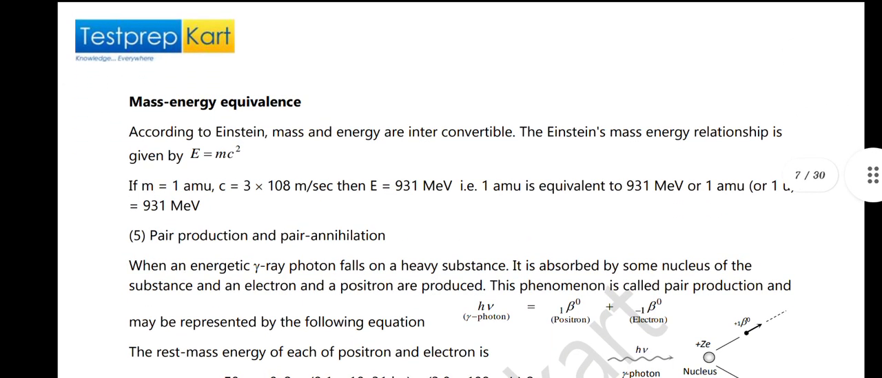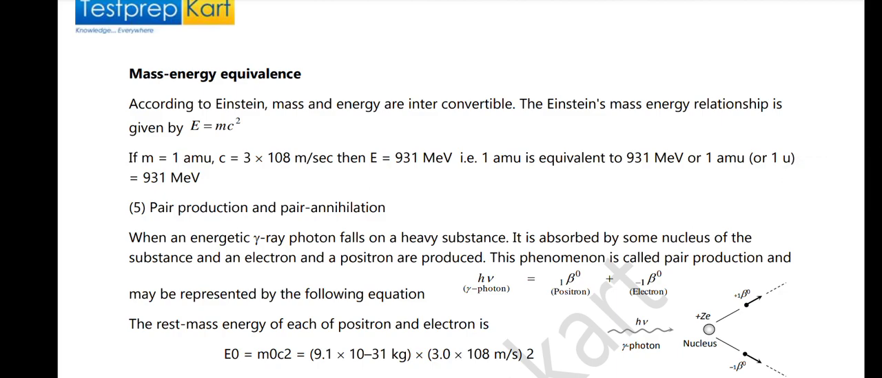Next is mass energy equivalence. According to Einstein, mass and energy are interconvertible. Einstein's mass energy relation is given as E equals mc squared. This is the most important formula, and you may have heard about it.